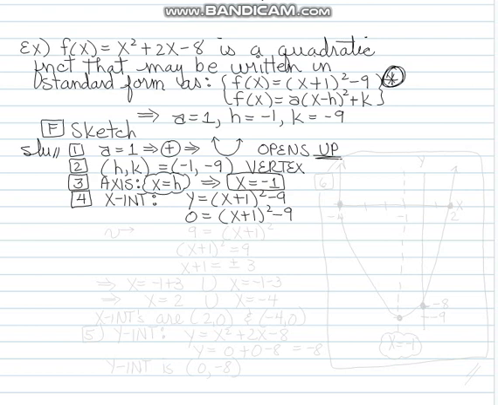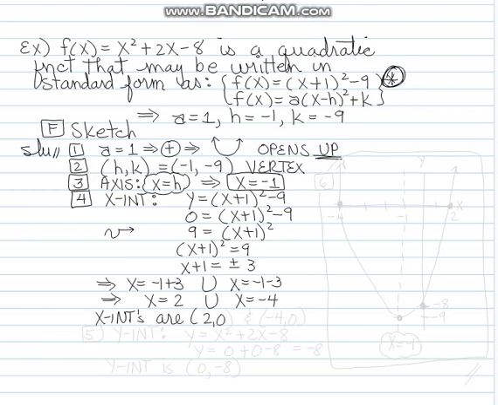Now we're going to solve for x. We'll first isolate the parentheses by moving the 9 over to the other side. We get (x plus 1) squared, and let's turn that around. (x plus 1) squared equals 9. Take plus or minus the square root of both sides. We get plus or minus 3. And now we solve for x. It'll give us x equals negative 1 plus 3 together with x equals negative 1 minus 3. So that gives us x equals 2 together with x equals negative 4. That means that our x-intercepts are the ordered pairs (2, 0) and (negative 4, 0).